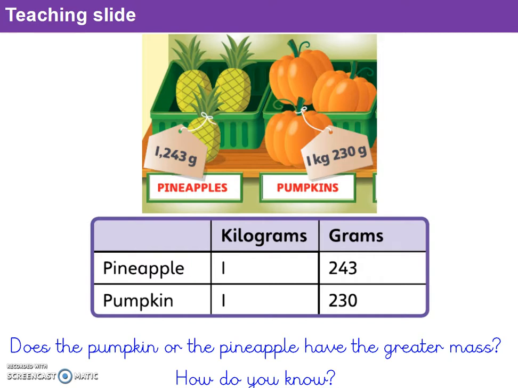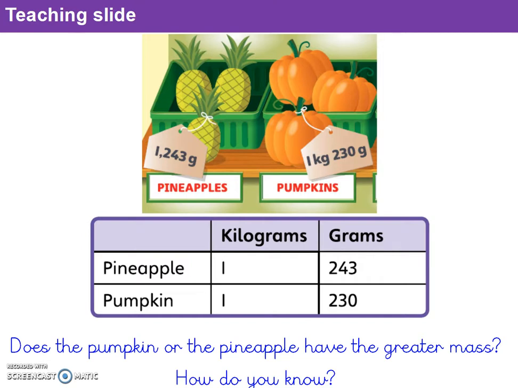So if we look at the pineapples and the pumpkins, we start with the biggest value unit, which in this case are kilograms. We can see that they are both the same, they've both got 1. Then when we move to the grams, we can look at the hundreds of grams first. Well, they both have 2 hundreds. Then we move on to our tens of grams, and we can see that the pineapple has 4 tens, and the pumpkin has 3 tens. So we can see that the pineapple has more or greater mass.